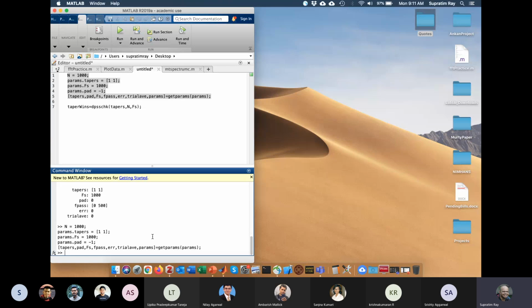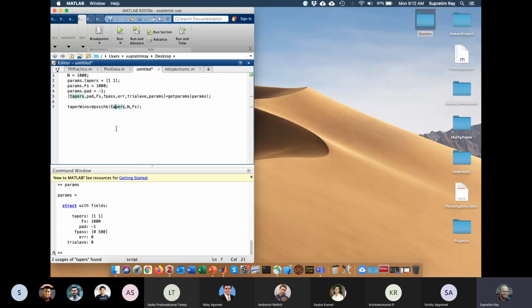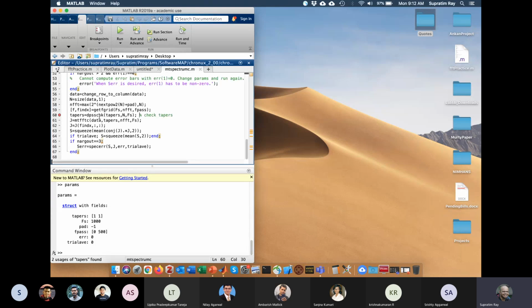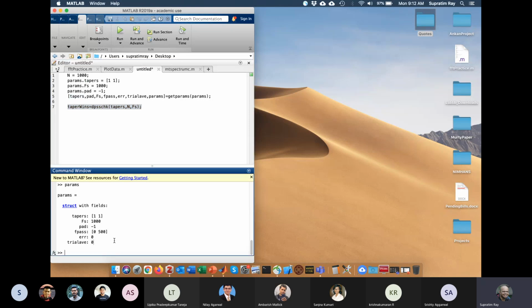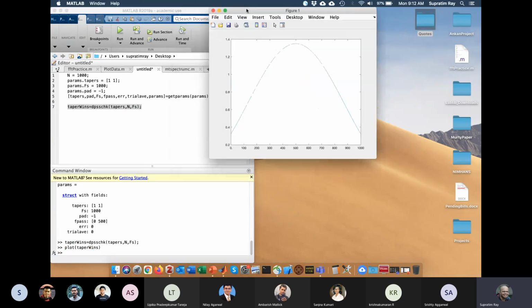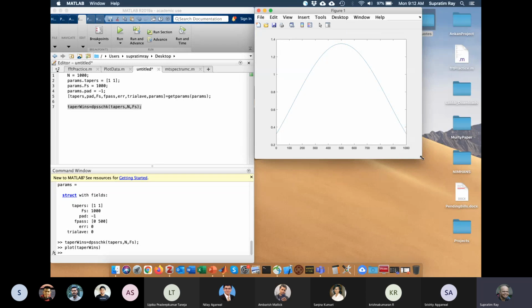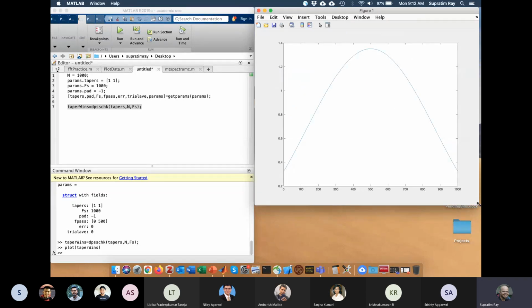Params. Okay, so then this DPSS CHK, which is the command here, this is the one that generates the tapers. So I will run this command and I can now plot taper wins. So this is the multi-taper window when you only have a single taper.